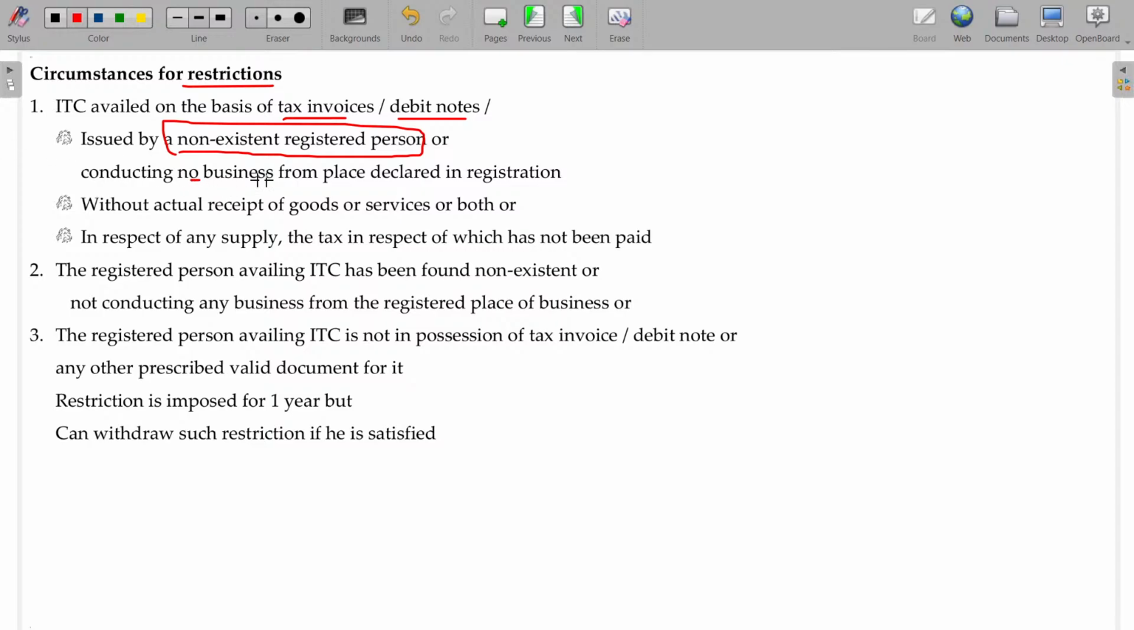Conducting no business from the place declared in registration, without actual receipt of goods or services or both. So, you purchased, you paid and you got the tax invoice, but the goods were not delivered, then you are not eligible for claiming. You can claim only once the goods are delivered to your place. And in respect of any supply, the tax in respect of which has not been paid.